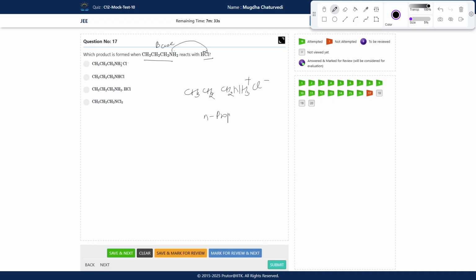This is N-propyl ammonium chloride. So the right answer for question number 17 will be A1, that is N-propyl ammonium chloride. When a primary amine reacts with HCl, it gives us ammonium salts. So the right answer for the 17th is A1. Now let us move on to the next question.